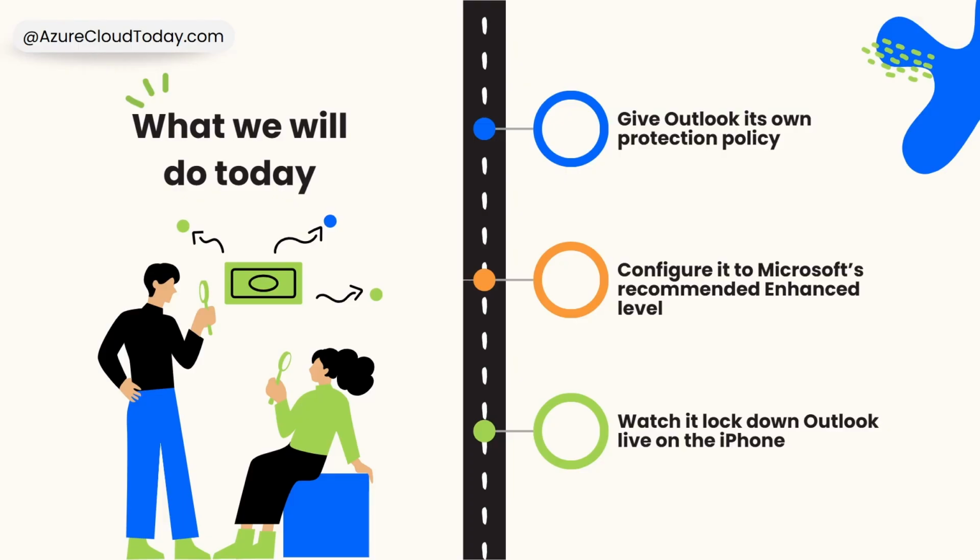First is because I want to show you exactly how that protection is built, setting by setting, so you understand what every option does. And second, we are going to give Outlook its very own dedicated policy because email is special and Microsoft itself recommends a separate policy for an app like Outlook. We would also be watching it lock down Outlook live on the iPhone.